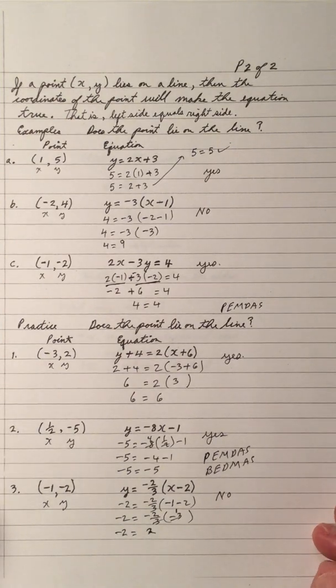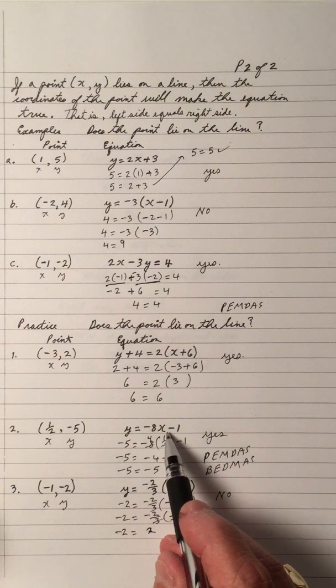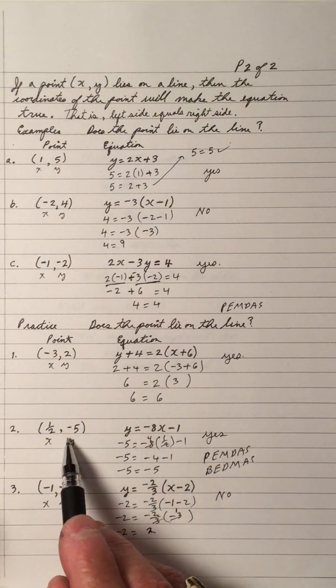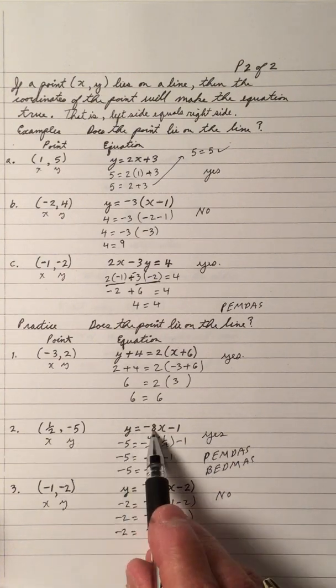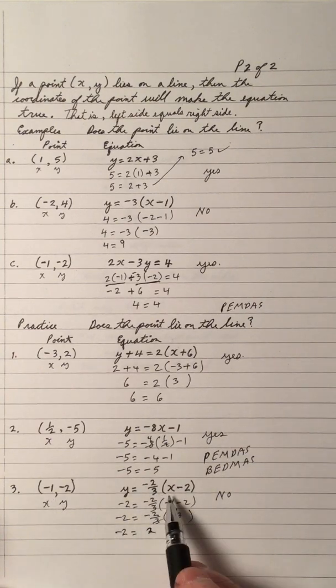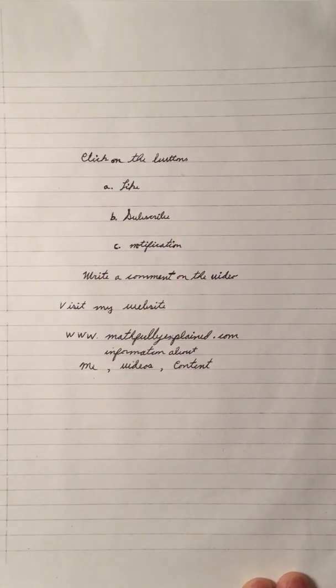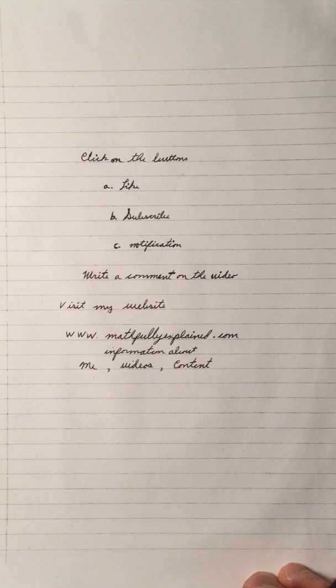Again, if you graph this line, that tells you if it passes through. Yes, this point will lie on the line when you graph it, and this point will not lie on this line when you graph it. So that gets us ready to do the next video, checking to see if a point lies on the line. We need to know how to do that.